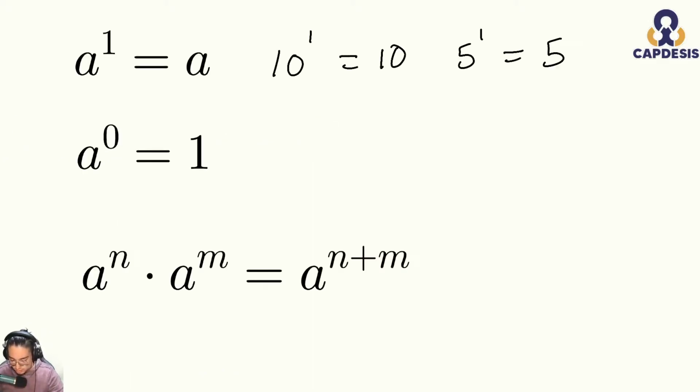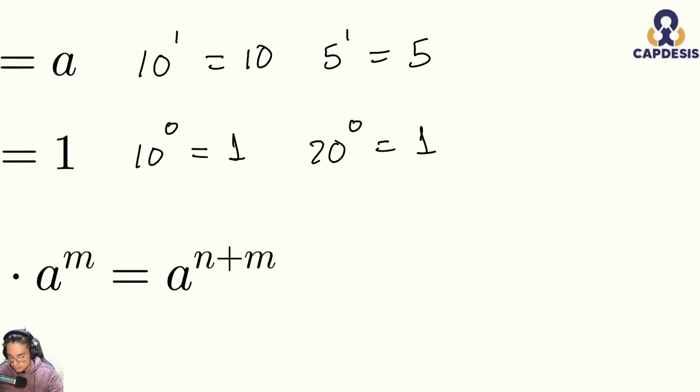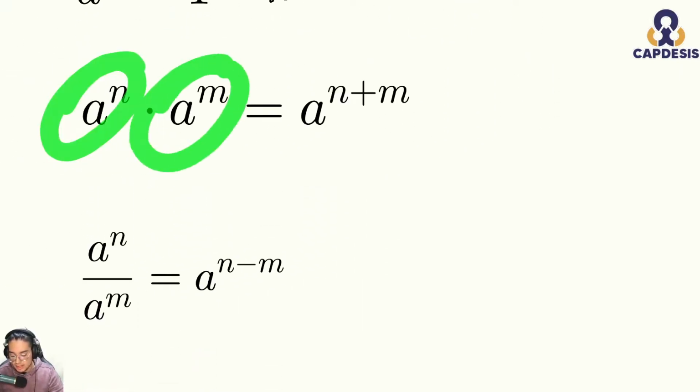1 to the 0 is equal to 1, 10 to the 0 is equal to 1, 20 to the 0 is equal to 1. Any number other than 0 raised to the 0 is 1.